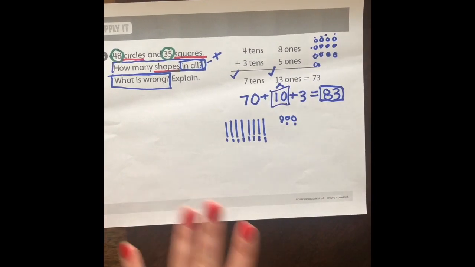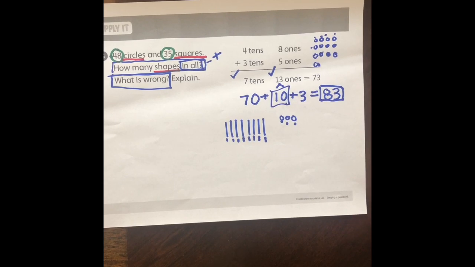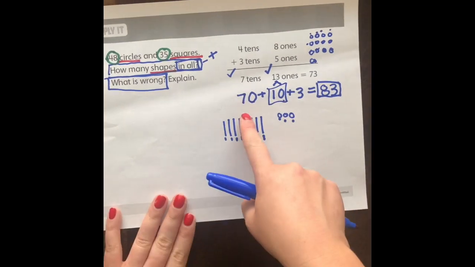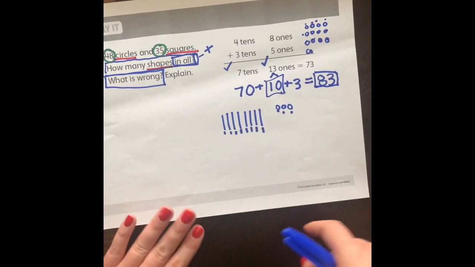They forgot about that. So the 3 ones were added to the tens instead of 13 ones. So 7 tens and 13 ones is equal to 83, and that's what I showed you here. So this is wrong. 65 plus 18. Find 65 plus 18, number 6.